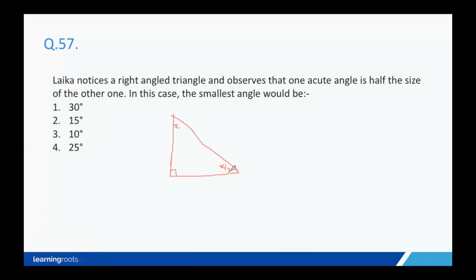Again, if you are good with numbers, you should simply recognize that this is a 30, 60, 90 triangle. In case you didn't know this, you can simply add up the angles to equal 180. So x plus x by 2 plus 90 will be equal to 180, and solve for x. You should get x as 60 and x by 2 as 30. So the smallest angle would be 30 degrees. Again, very, very simple questions.